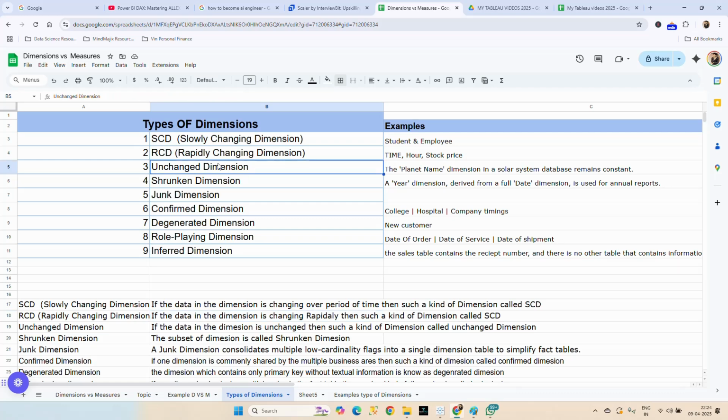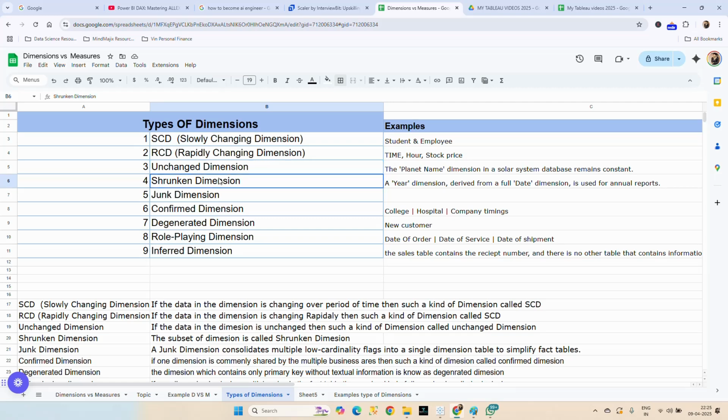Now unchanged dimension. Unchanged dimension means the data in the dimension does not change or is constant. Let's say in our solar system we have 9 planets, right? The names of these nine planets do not change in the dimension table. That is an unchanged dimension. And one more thing, let's say gender. Male or female does not change. It's static, right? So we can call it an unchanged dimension.